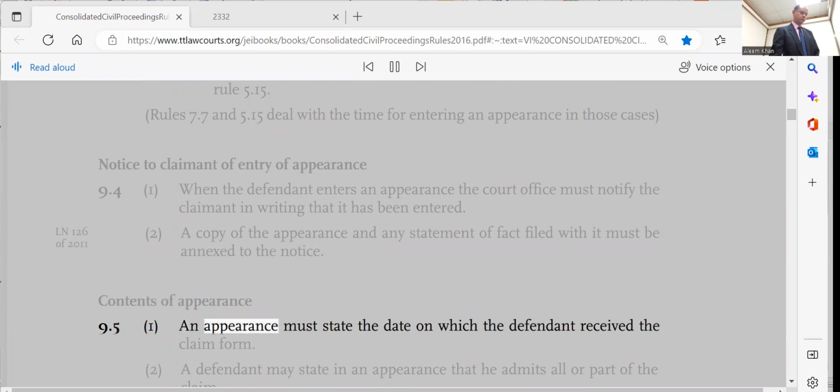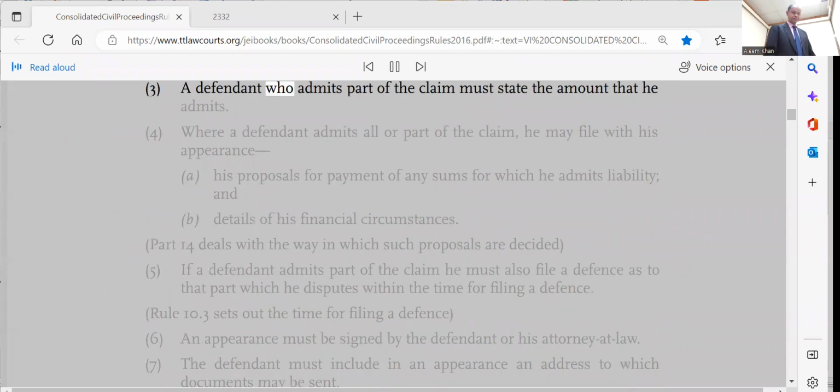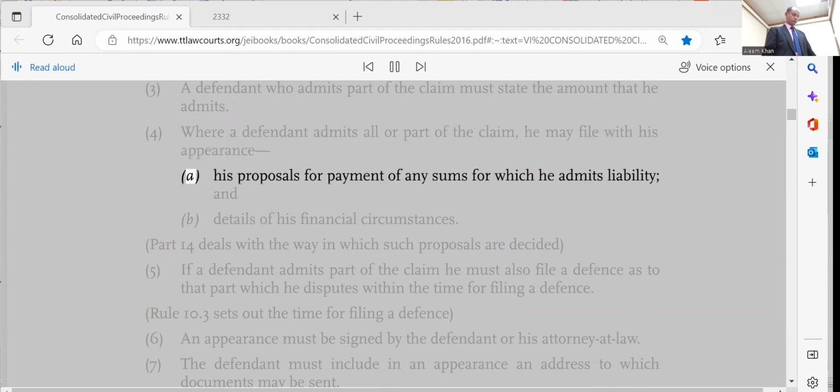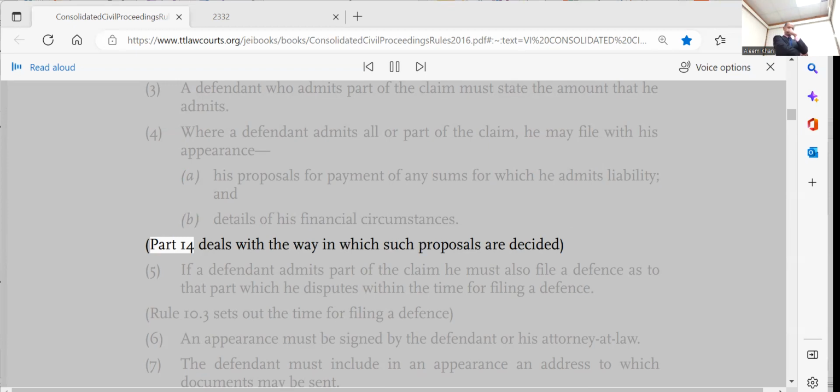9.5 1. An appearance must state the date on which the defendant received the claim form. 2. A defendant may state in an appearance that he admits all or part of the claim. 3. A defendant who admits part of the claim must state the amount that he admits. 4. Where a defendant admits all or part of the claim, he may file with his appearance (a) his proposals for payment of any sums for which he admits liability, and (b) details of his financial circumstances. Part 14 deals with the way in which such proposals are decided.